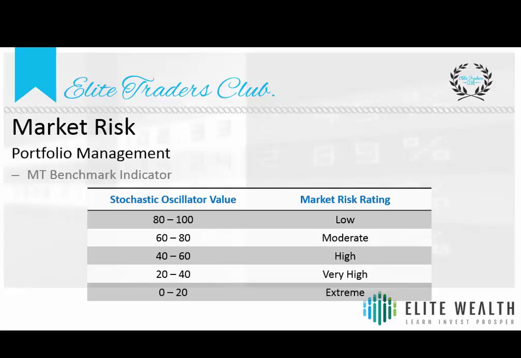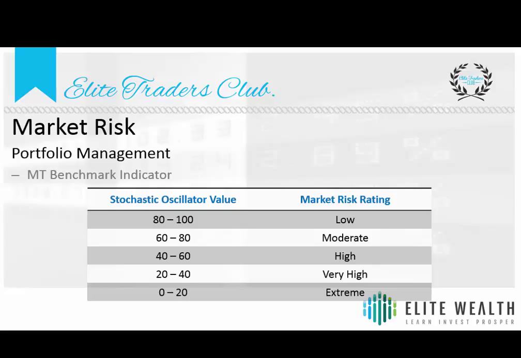As it starts to wiggle its way down below 80 and between 60, we are basically saying that, look, the market has come off its highs, it's having a bit of a pause, and so therefore we're giving it a classification of a moderate risk rating. As that index starts to fall further down below 60 but still above 40, we're starting to move into what we would describe as higher risk territory.